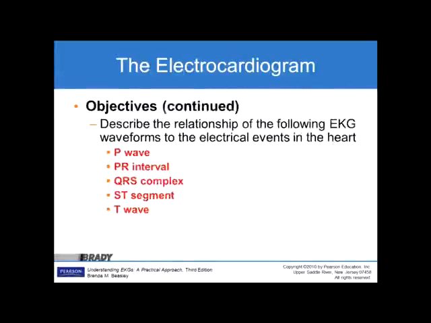describe the relationships of the following EKG waveforms to the electrical events in the heart: the P wave, the PR interval, the QRS complex, the ST segment, and the T wave.